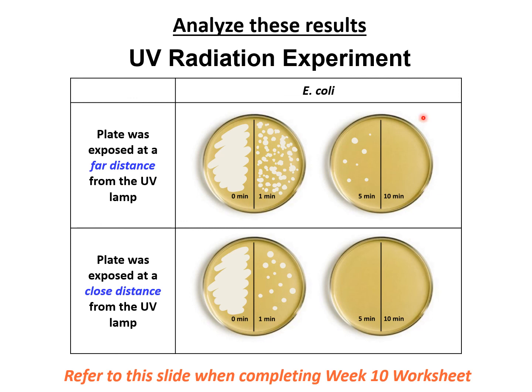And then right here, for the UV radiation experiment, let's say you have a culture of E. coli and you exposed the E. coli to UV radiation for 0 minutes, meaning they were not exposed at all, and then you exposed them for 1 minute, 5 minutes, 10 minutes, and then again, you're going to take a look at your results. These bacteria right here were exposed to the UV radiation at a far distance. E. coli right here was exposed to the UV radiation at a close distance. So compare the results and see if the distance of the UV radiation exposure makes a difference in killing the bacteria.